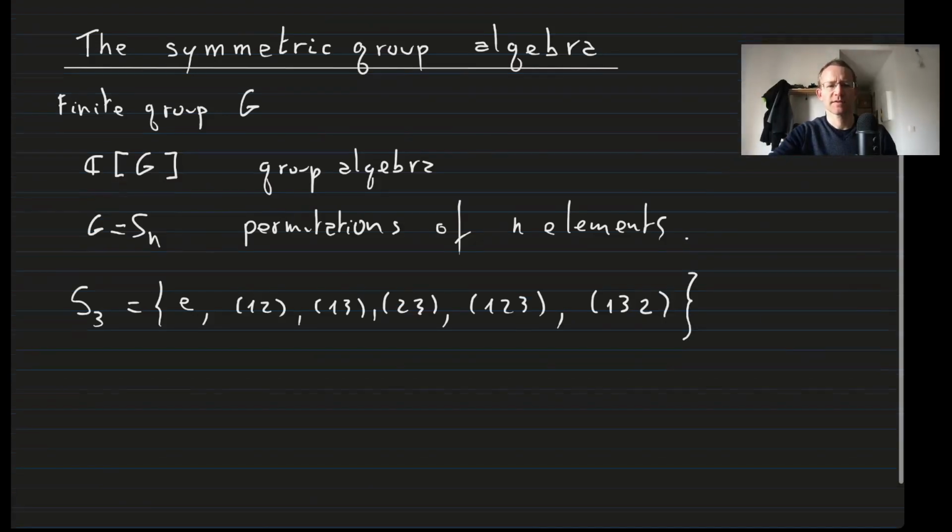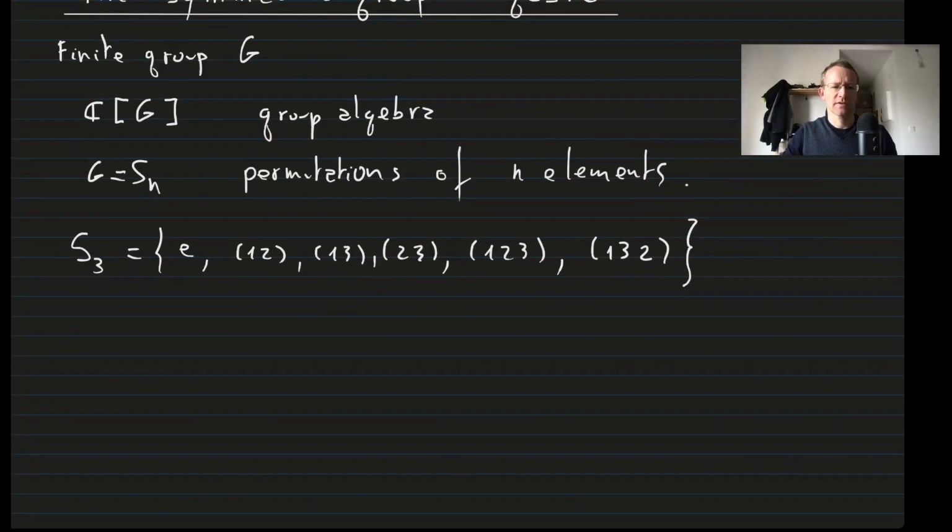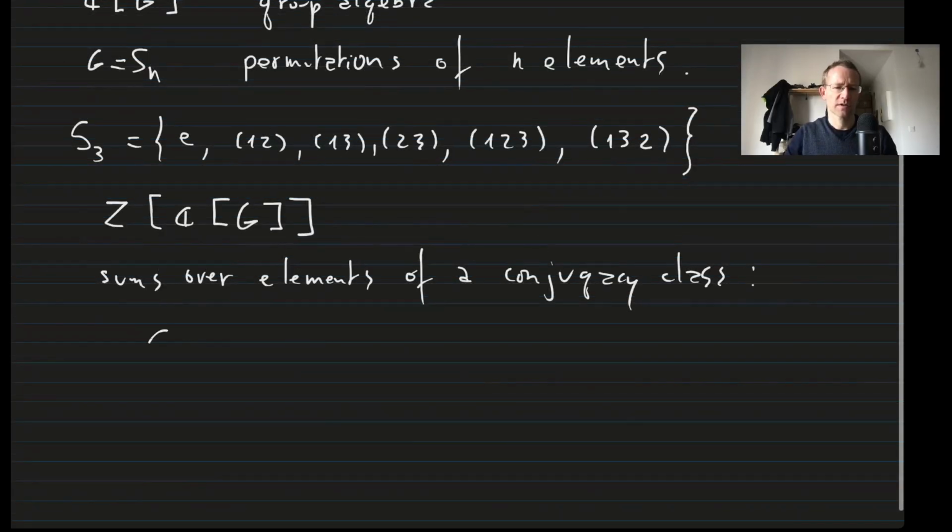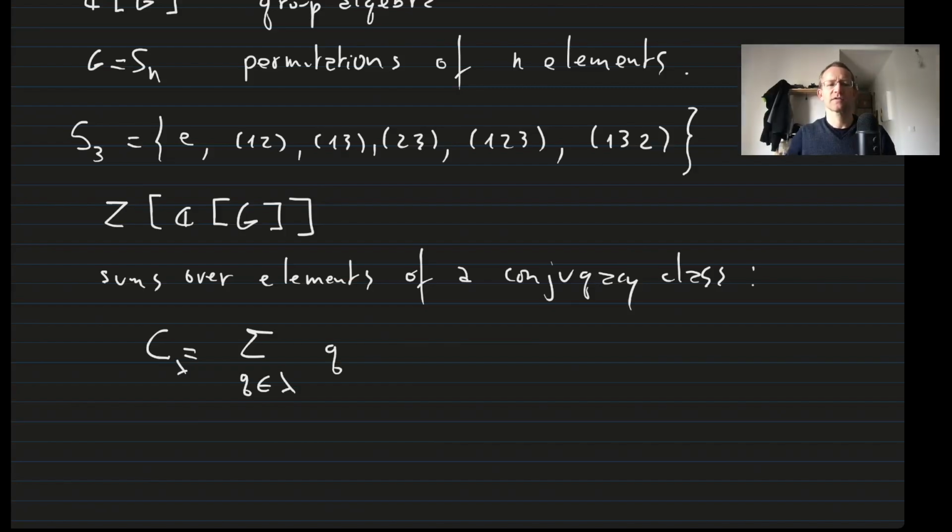The group algebra has a center, and the center is generated by elements which are sums over the elements of a conjugacy class. So you consider C of lambda, where lambda is a conjugacy class, and we consider the sum of all elements in the conjugacy class. This gives us an element of the group algebra, which is clearly in the center, because if we conjugate C, we just get an equivalent sum over elements of the conjugacy class.